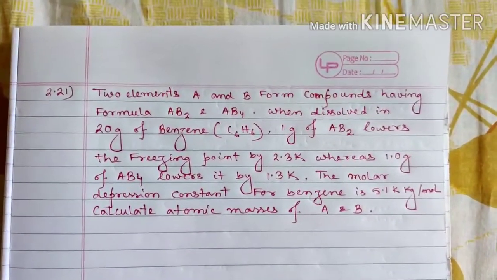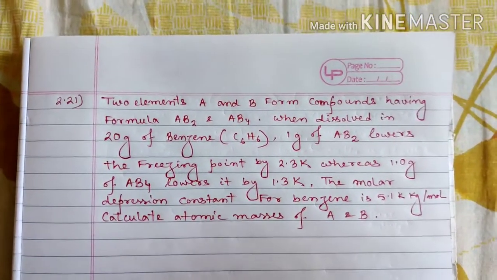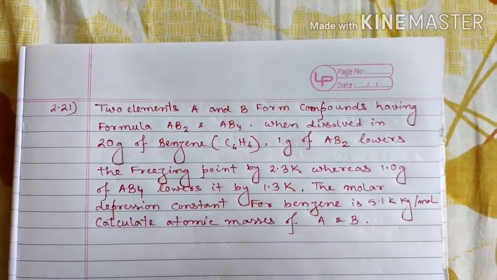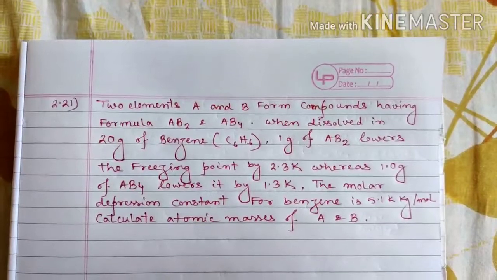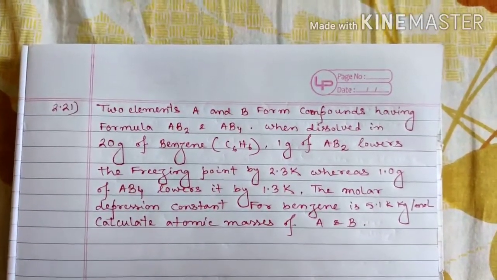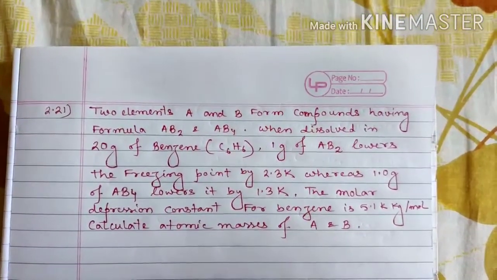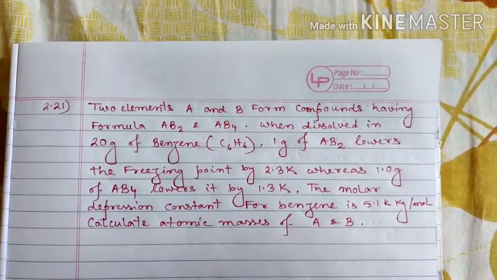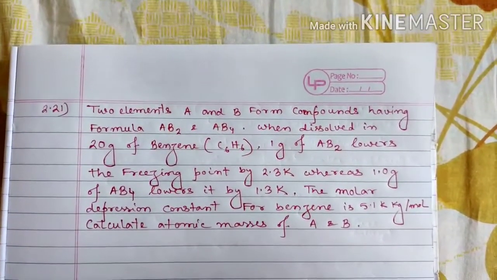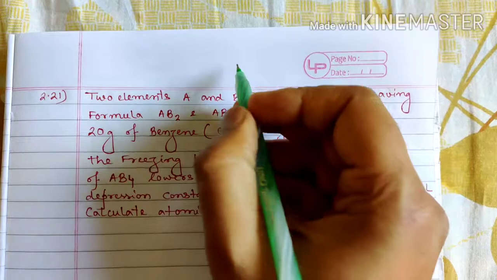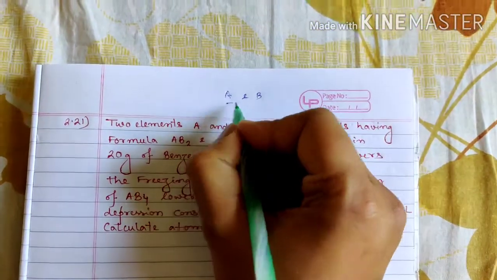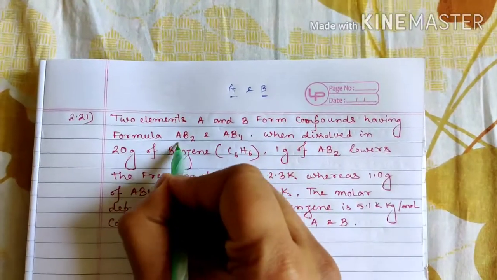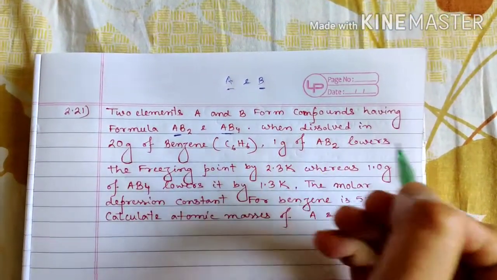Next question is a different type of problem, I would say. It's also 2.21 from NCERT. The question goes like this. Two elements A and B form compounds having formula AB2 and AB4. Now in this case we must understand that the same two elements A and B are forming the two compounds AB2 and AB4.